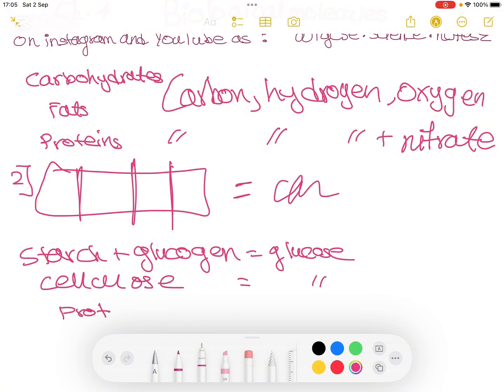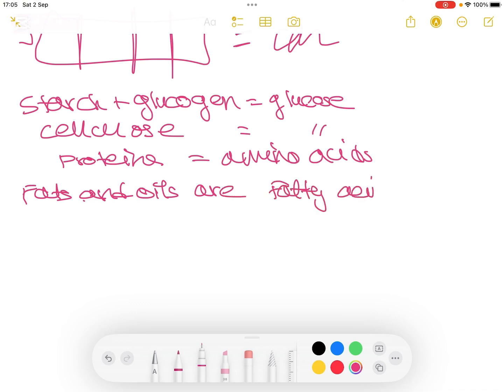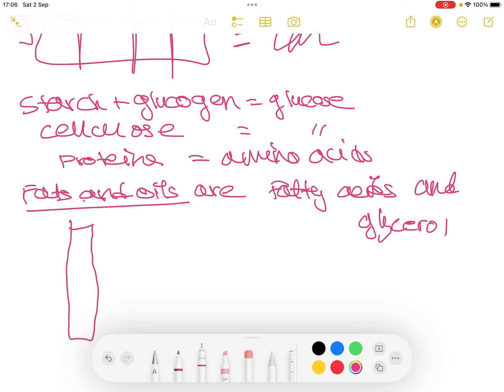Proteins are made up of amino acids, and fats and oils are made up of fatty acids and glycerol. And for this point, you get to know that fats and oils are made up of one glycerol molecule and 3 fatty acid molecules.